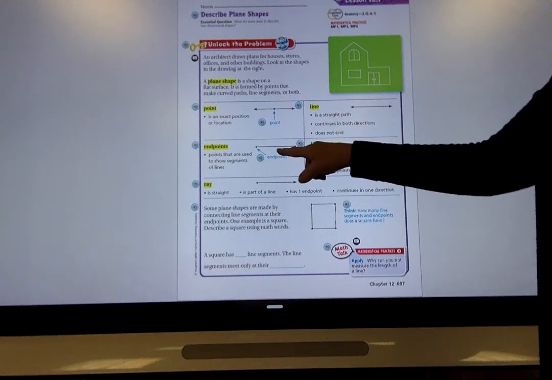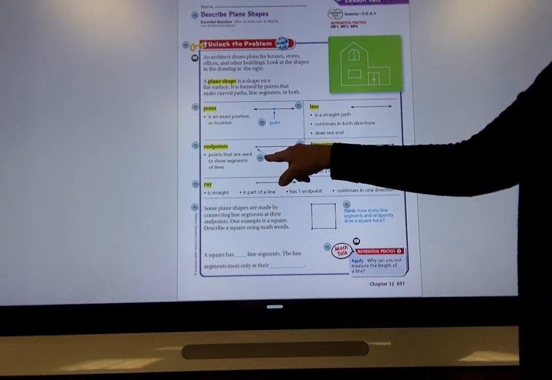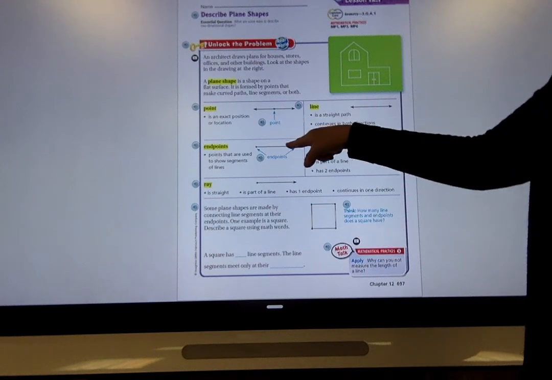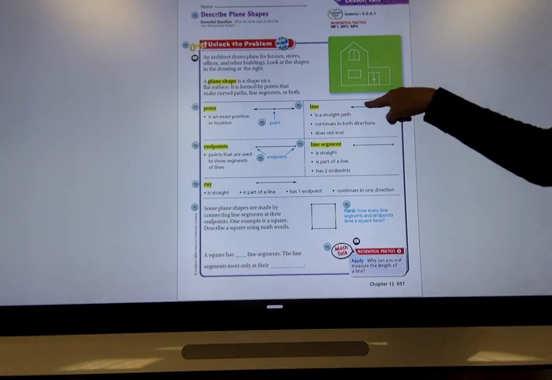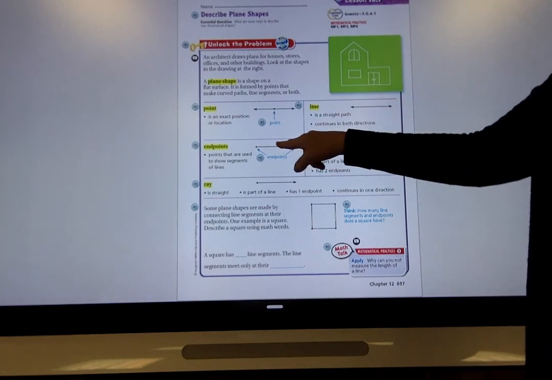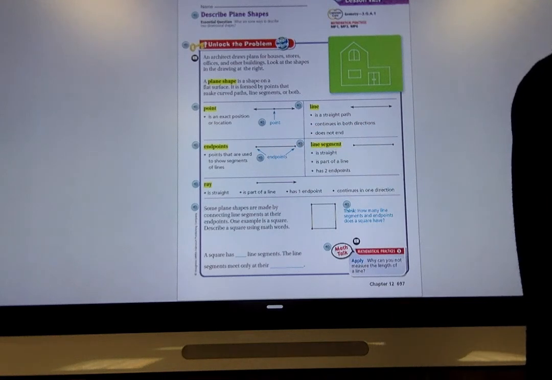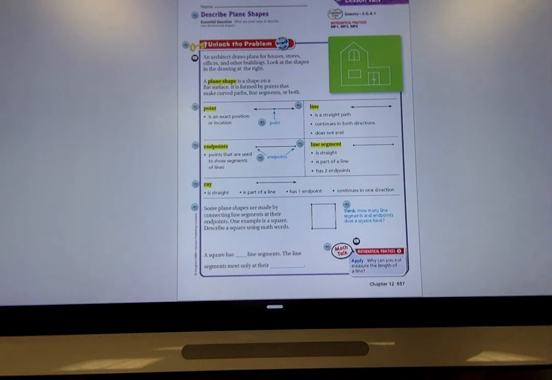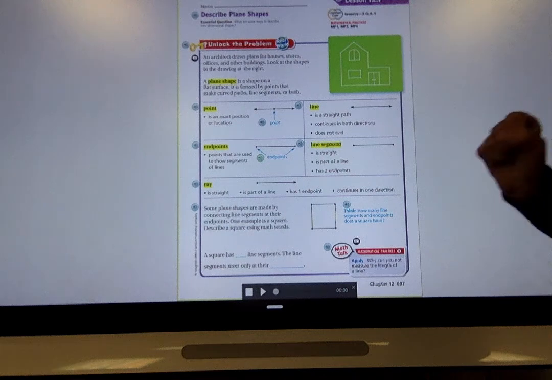Over here we have endpoints. Points that are used to show segments of lines. That's not a line. That's not a line. That's a line. Do you see a difference? This has definite endpoints. It's called a line segment. A segment is a part of a line. So here we have endpoints. Endpoints.